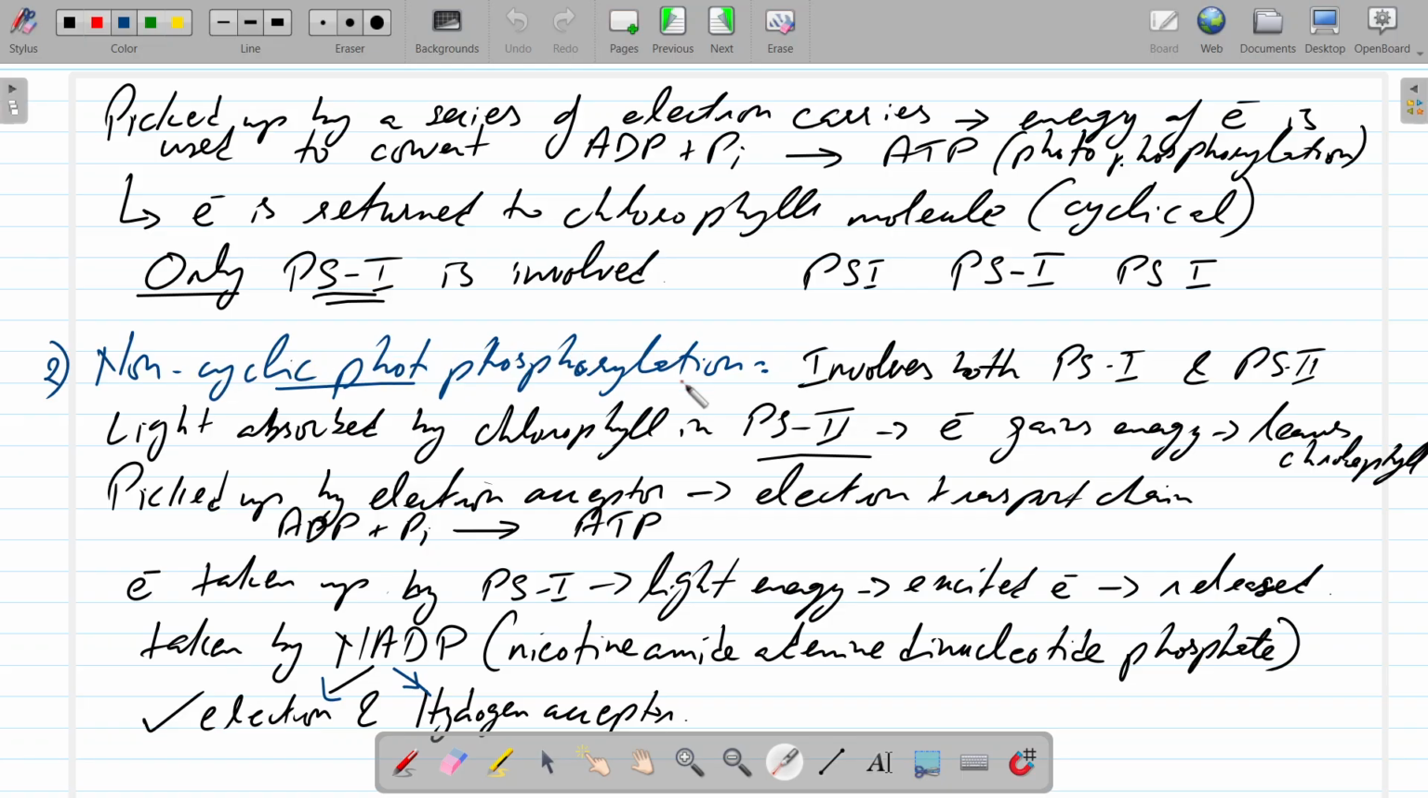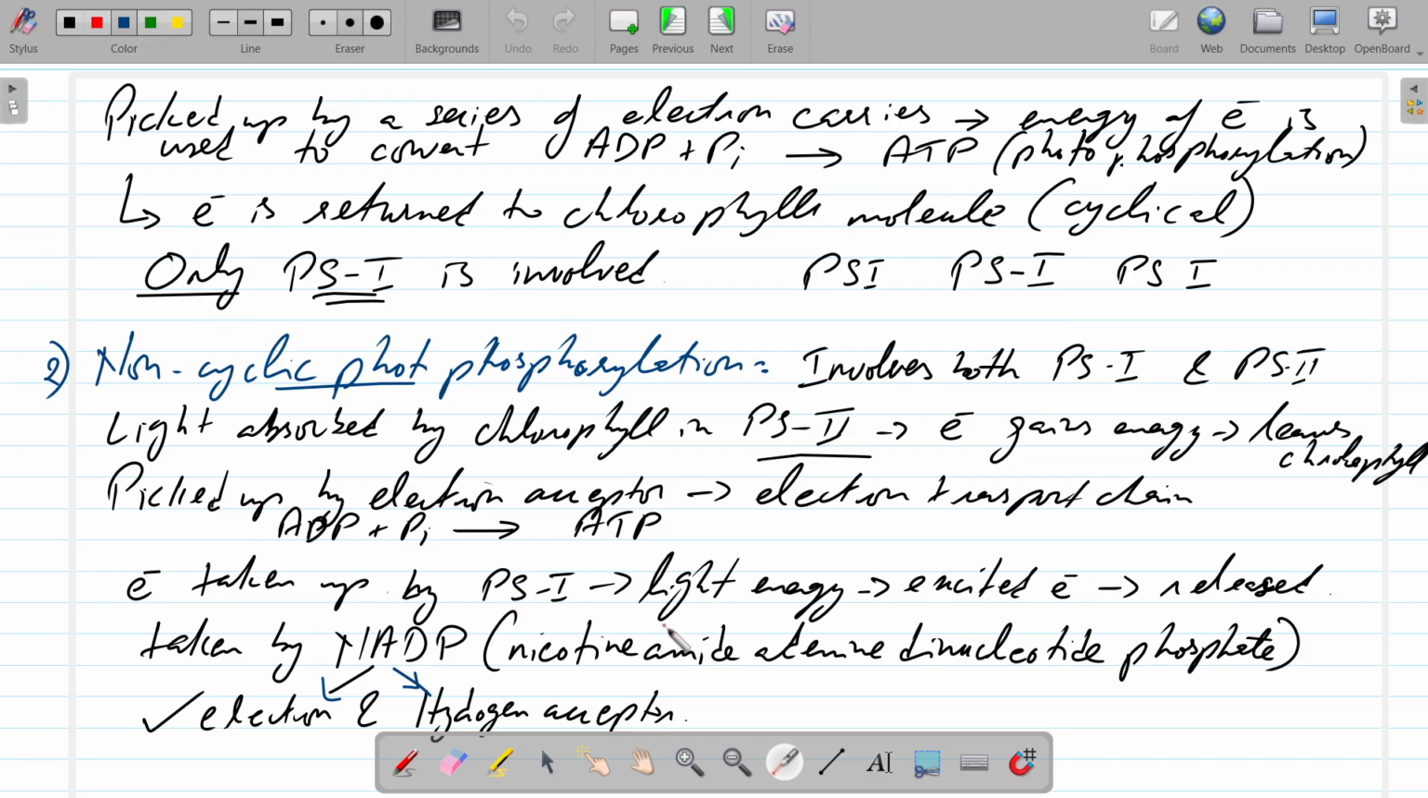Non-cyclical photophosphorylation has a few things going on. It involves both photosystem 1 and 2. To understand it stepwise, although all of this is happening simultaneously: light is absorbed by chlorophyll in photosystem 2. Again, the electron gains energy, is released by the chlorophyll molecule, picked up by electron acceptors, and moves along the electron transport chain. Its energy, just like in the other process, is used to make ATP. That electron is taken up by photosystem 1.